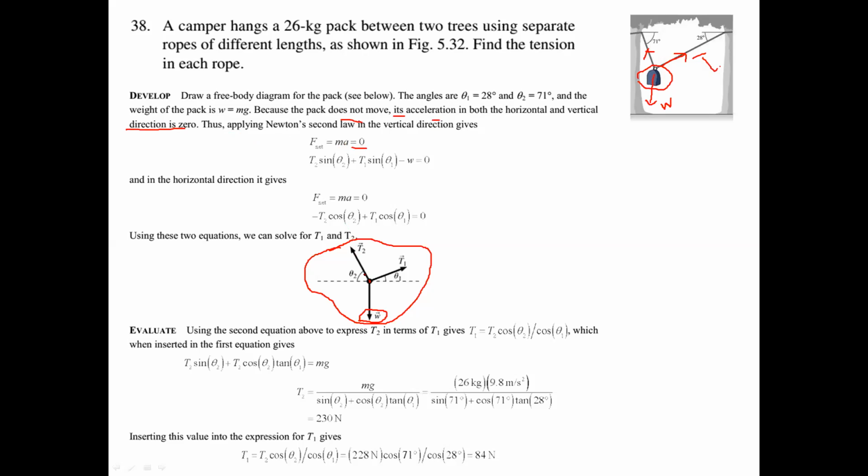Again, because of this angle, both T2 and T1 have two components in the horizontal and vertical directions, right? So you can easily see that the sum of these two vertical components will be equal to the weight of your object. The horizontal components will be equal to each other, right?